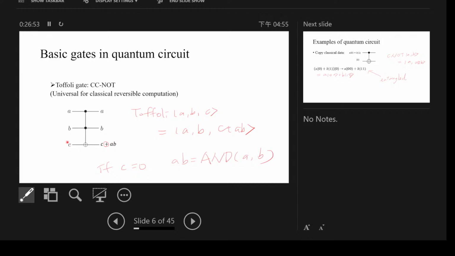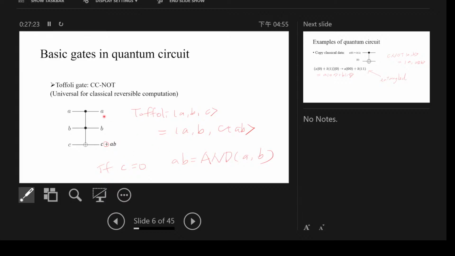So in terms of bracket notation, we have Toffoli of A, B, C equal to A, B, and C plus AB. Okay. And as we said, AB equals the AND of A and B. AB equals 1 only if both A and B equal 1. Okay. And here I guess we want to say another thing.